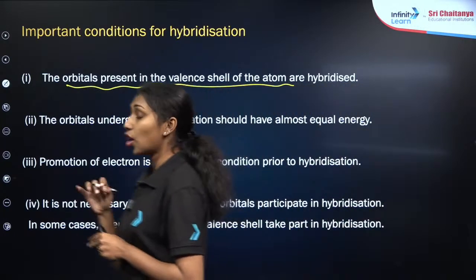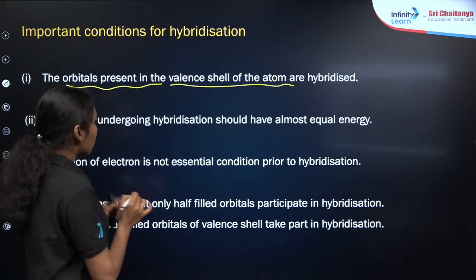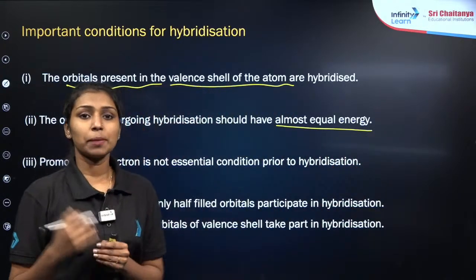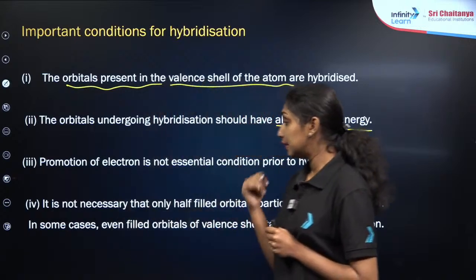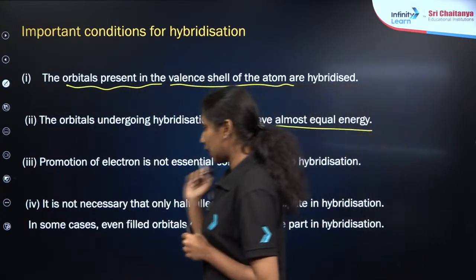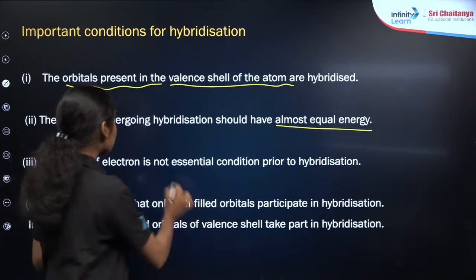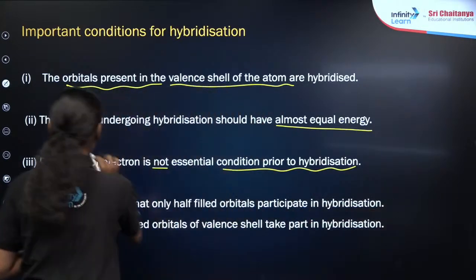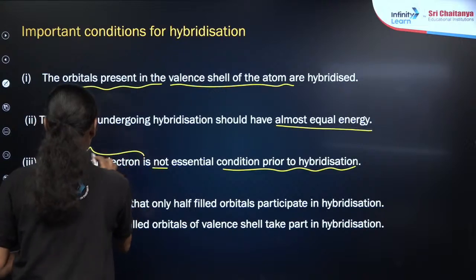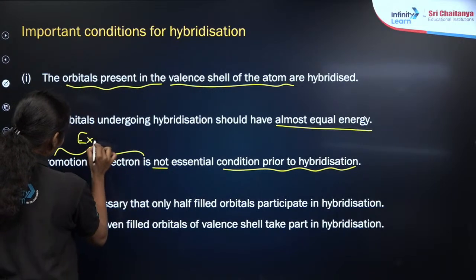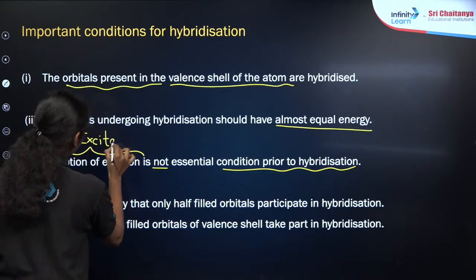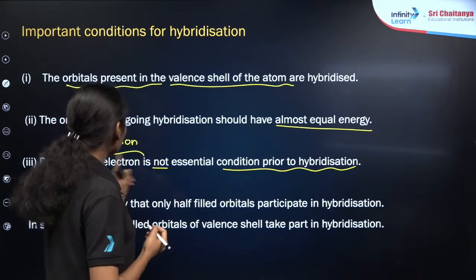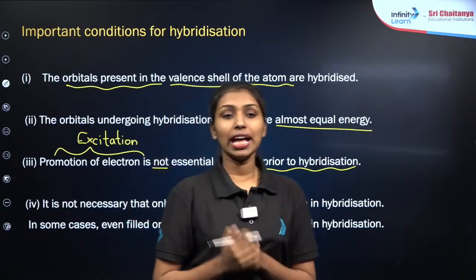The second one, the orbitals undergoing hybridization should have almost equal energy, right? Which is the main feature of hybridization also. The third one is that the promotion of electron is not a necessary condition for hybridization. Promotion of electron means excitation. You will get an idea about it while I am discussing the examples. Excitation. The promotion of electron is not a necessary condition for hybridization.